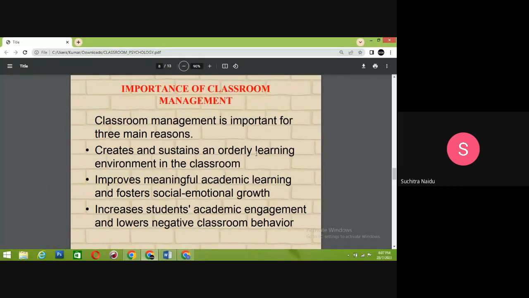When the student is speaking something, we should not say, oh, I didn't know, is it? No, not necessarily. Now with the advent of AI technology, we also can use Chat GPT, Google Bard and all these, and we also can say, yes, I'm also aware of it, yes, I'm going to discuss it in detail. So when you have an orderly seating arrangement, then the procedure of teaching and learning is more meaningful. For this, the teacher has to come prepared. The last one, it increases students' academic engagement and lowers negative classroom behavior.